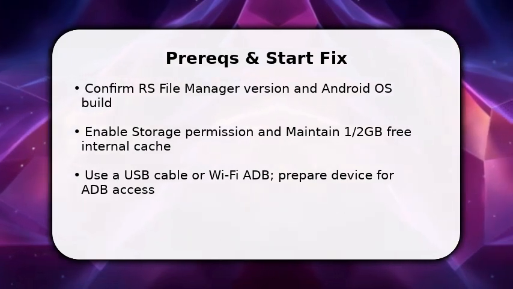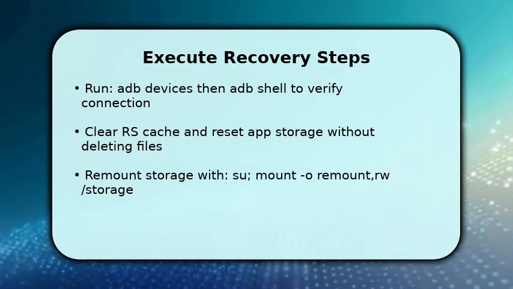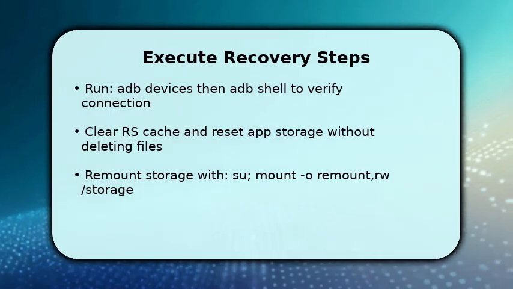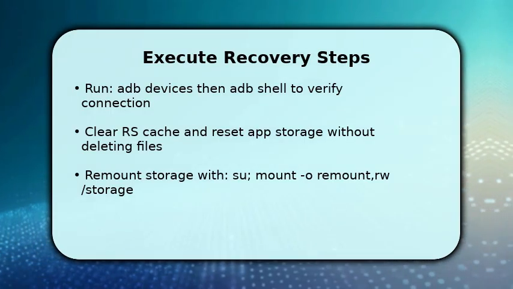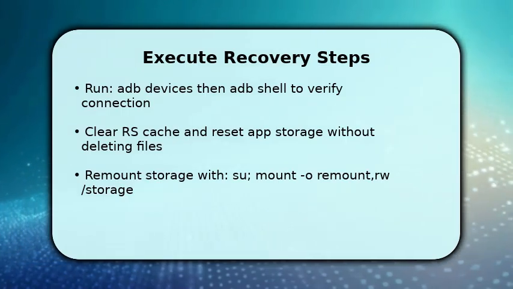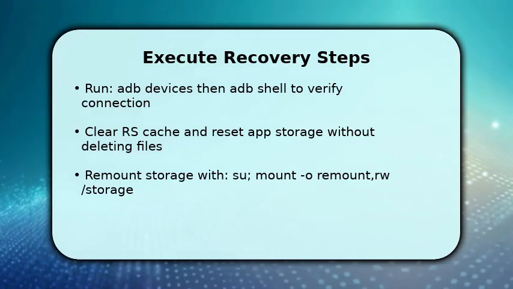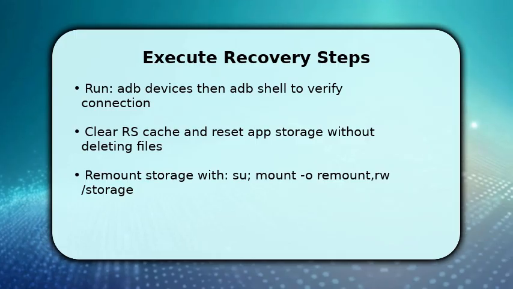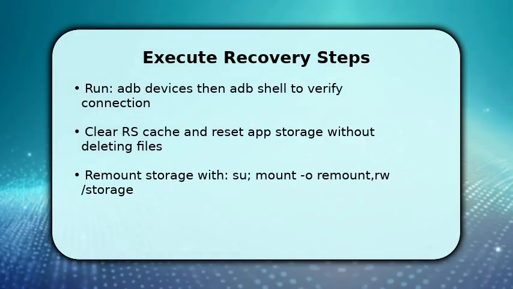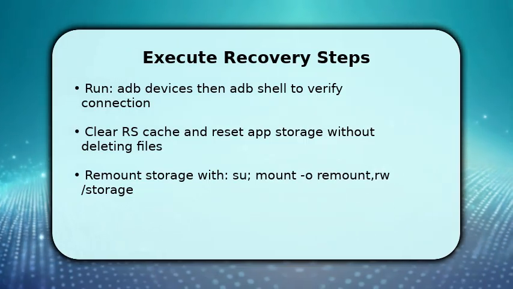Now execute the middle steps that actually fix access. First run adb devices, then adb shell to confirm the device responds. If prompted, accept the RSA key. Once connected, clear RS cache via settings and use app storage reset, not uninstall, to preserve data. Then escalate to root when available, su, and remount internal storage read/write with the given mount command so RS can see files. These steps repair permission and mount issues that usually block access.